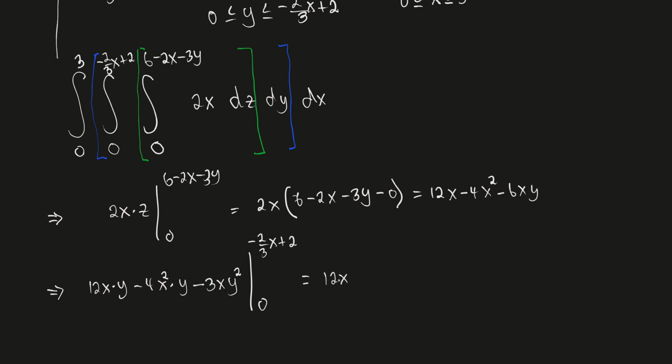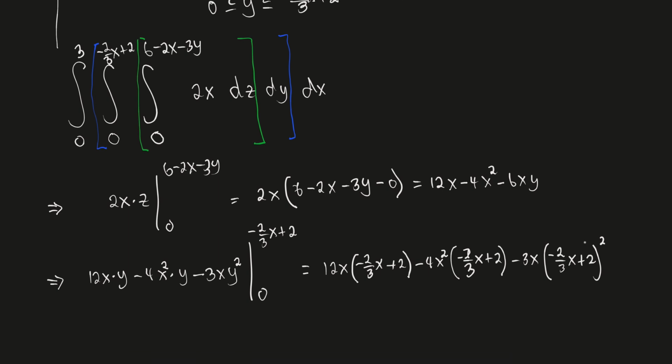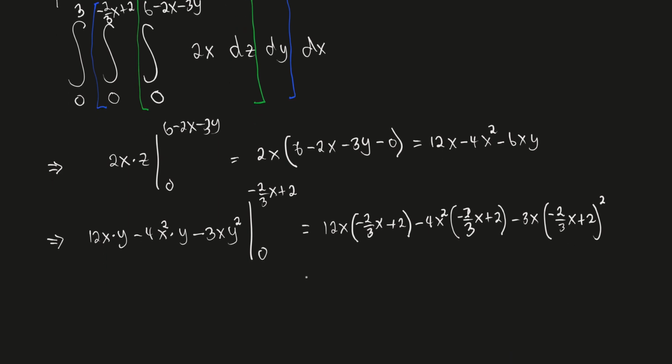so we got to do that carefully. So 12x times the quantity negative 2/3 x plus 2 minus 4x squared times the quantity negative 2/3 x plus 2. That's not too bad. And then minus 3x. The issue now is we're going to have to FOIL this out. So negative 2/3 x plus 2 squared.